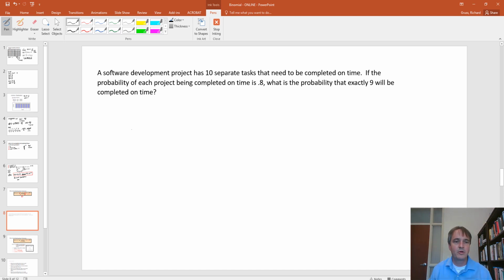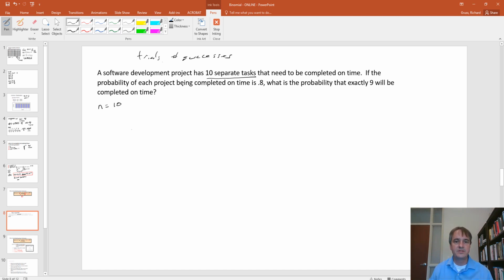So we're dealing with a binomial distribution problem here. The key terms to notice is you should be looking for trials. This idea that there are these trials and that you're interested in the number of successes, that's a dead giveaway that you're dealing with a binomial distribution problem. So we can think of each of these 10 separate tasks as a trial. So we've got 10 trials. So we can say, okay, well, we already know that n is going to be equal to 10.